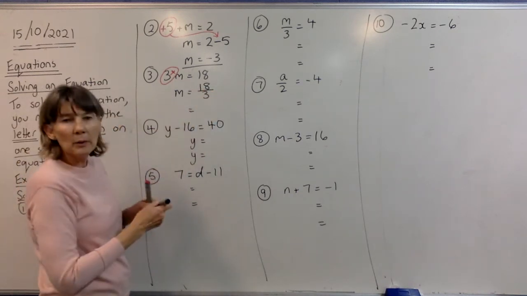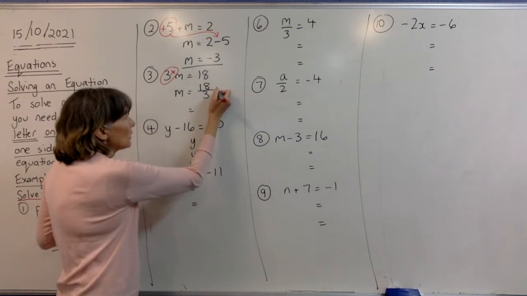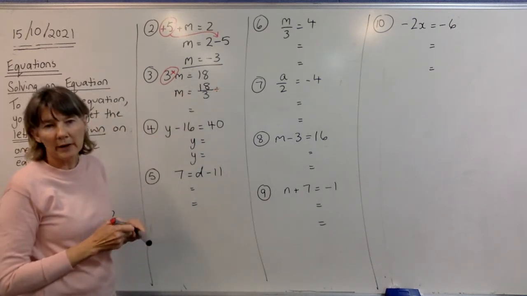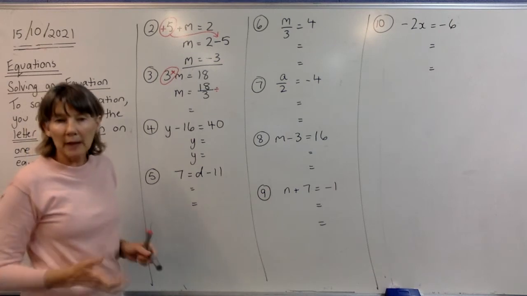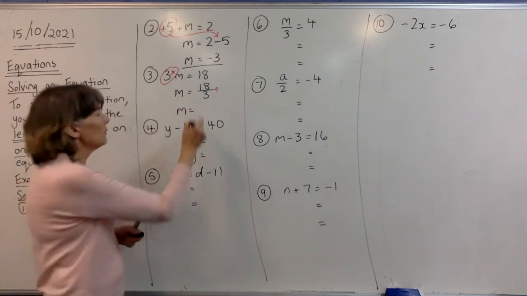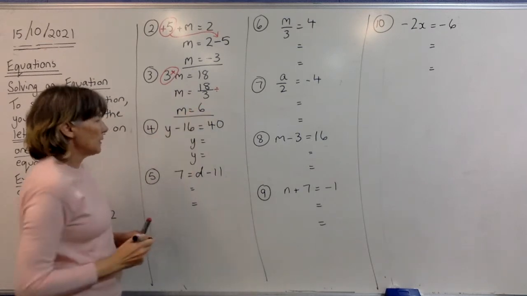And remember, I always write my divisions with a fraction bar. So that says 18 divided by 3 when we write it like that. Now put it in your calculator with the fraction key and work it out, and that will give you 6 over on that side.